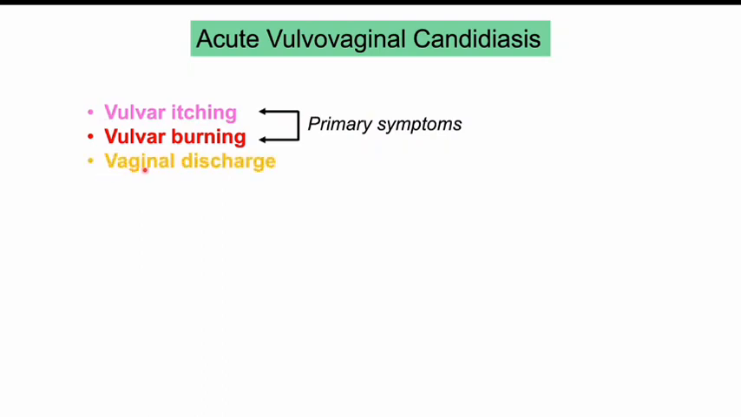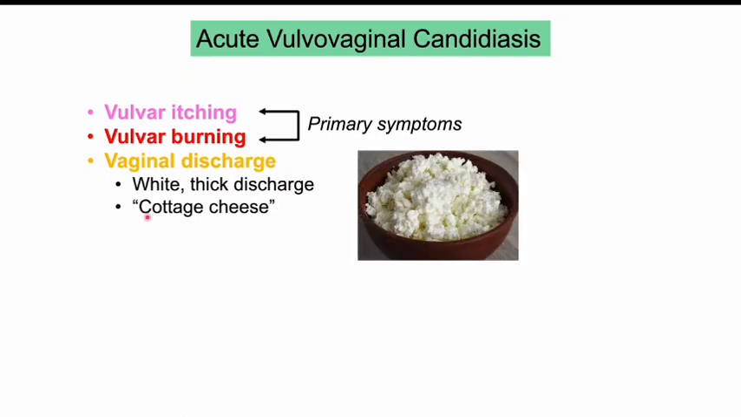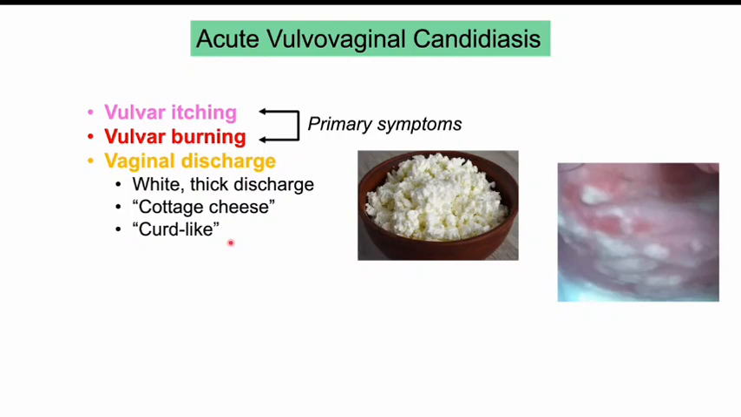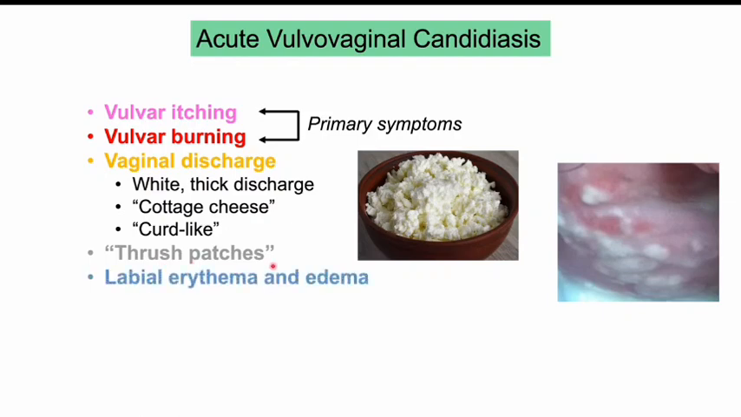We can also see issues with vaginal discharge, and the vaginal discharge in acute vulvovaginal candidiasis is going to be white and thick. So it's going to differ from other types of vaginal conditions. And it's often described as cottage cheese-like or curd-like. So it can be this white, thick, adherent discharge. We can also see something called thrush patches. And we can also see issues with labial erythema and edema.